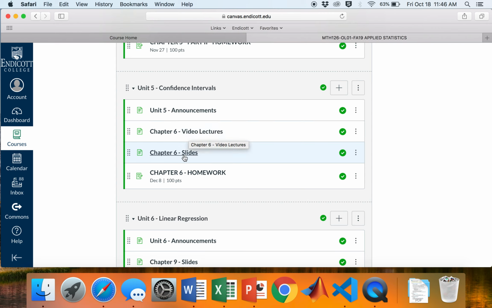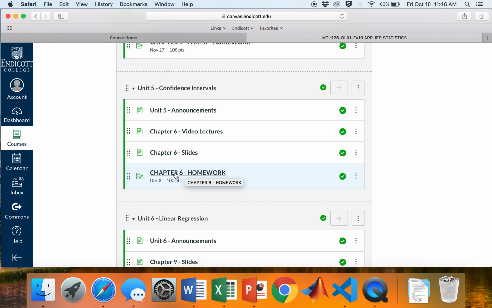Okay. The other thing that you see in each of the units are slides. These are simply the PowerPoint slides that I go through in the videos. So sometimes students like to have the slides, like the blank slides, so that maybe you print those out and use those as your notes or something like that. So there's nothing new here. The slides are just the same thing that's in the videos. But if you want them, they're here for you.